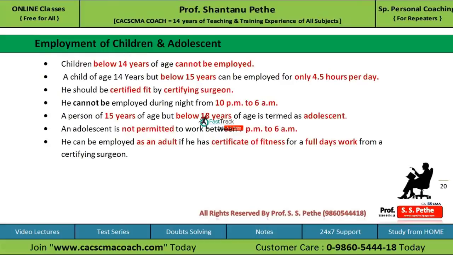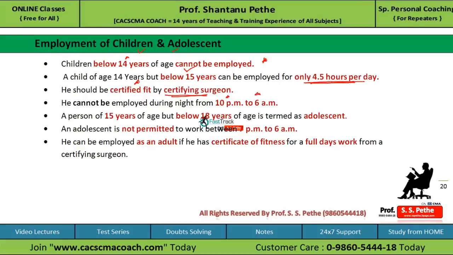Now let's see the conditions related to employment of children and adolescents. Children below 14 years of age cannot be employed in a factory. However, a child of age 14 years but below 15 years can be employed for 4.5 hours per day. He should be certified fit by the certifying surgeon and he cannot be employed during the night from 10 PM to 6 AM.